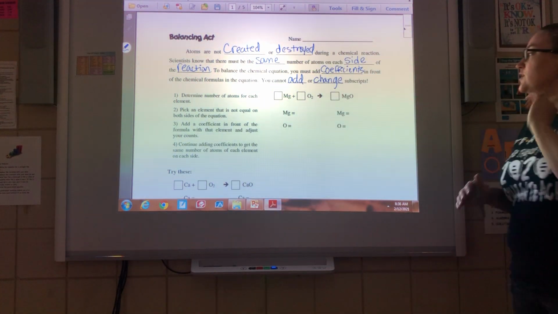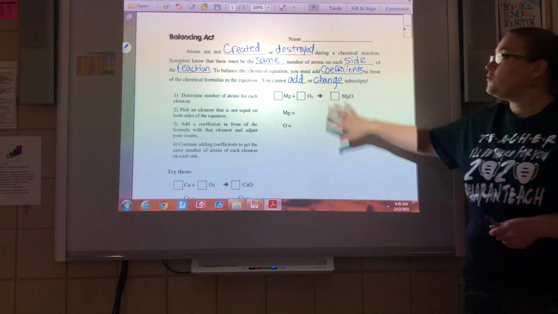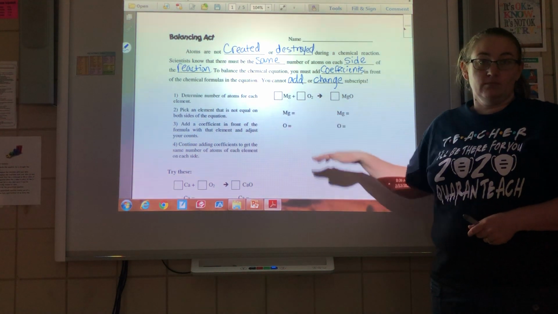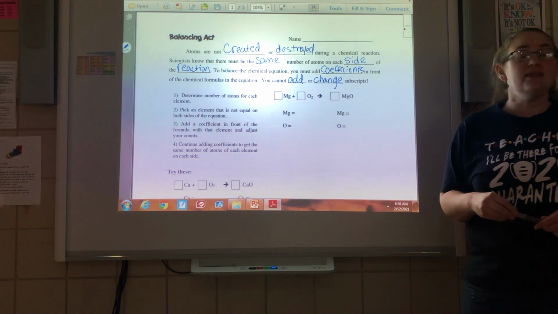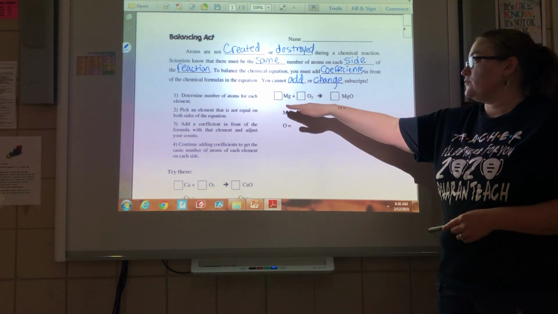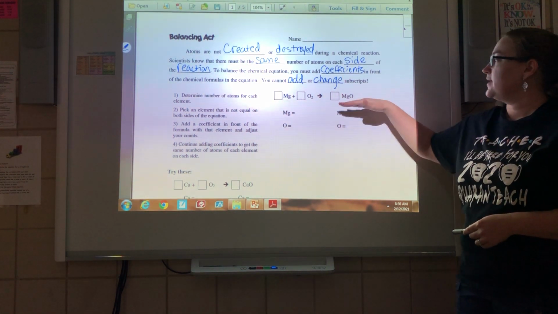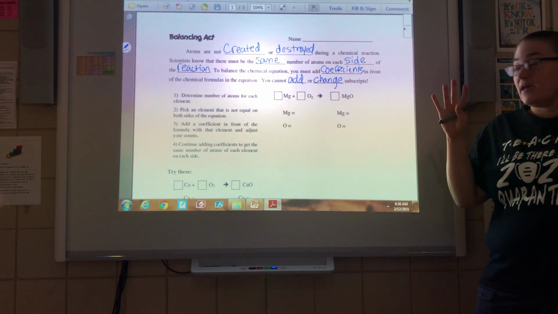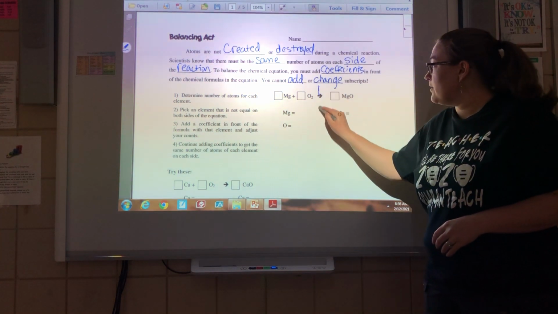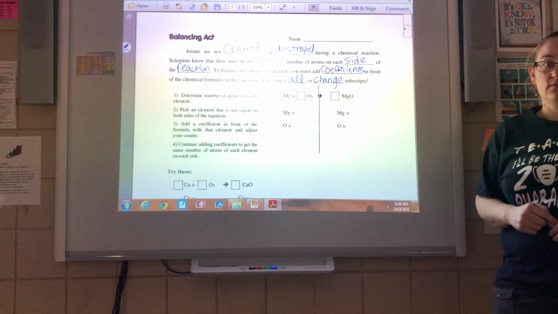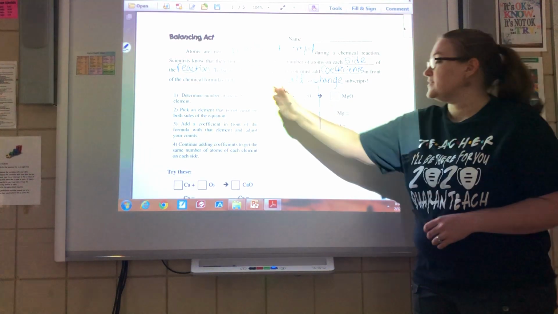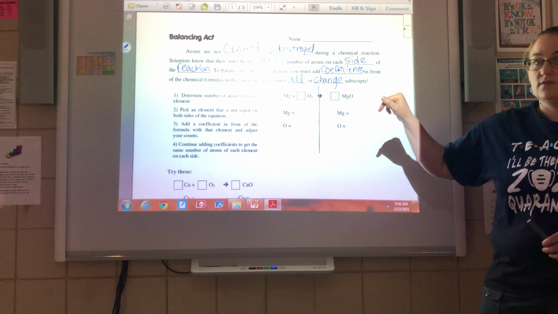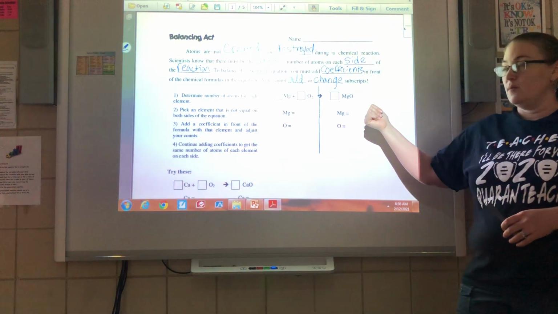All right, so the first thing you want to do is list your elements, which they've done for us on the front of this sheet. You want to make sure that they are in the same order. And they are. So you've got magnesium and oxygen on the left, magnesium and oxygen on the right. Your arrow is your dividing point between the left side of the reaction and the right side. What are these on the left side of the reaction? Reactants. These are reactants and these are products.